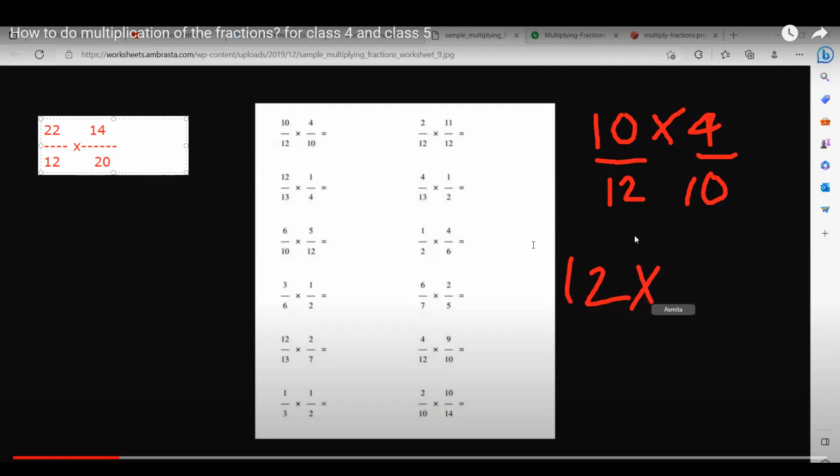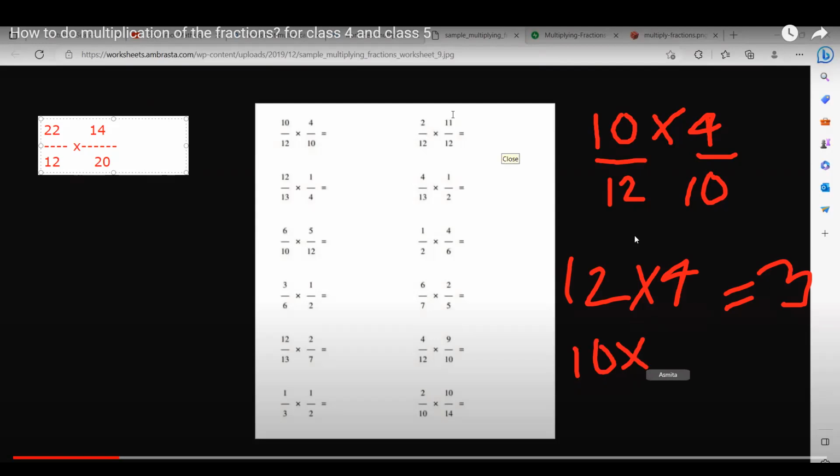Okay, let me come to everyone one by one. First is Amoto. Amoto, tell me what is the answer of number 1? 40 by 130. No, 40 and 120 can be divided better. Divide it and find out the final answer. No, 40 and 130, 130 is wrong.